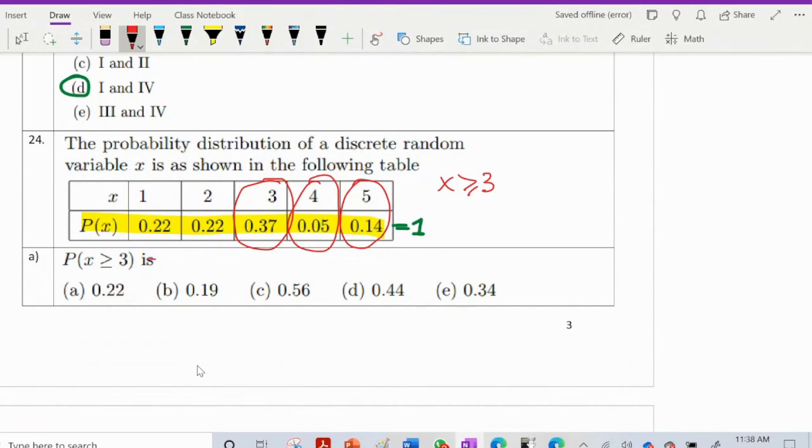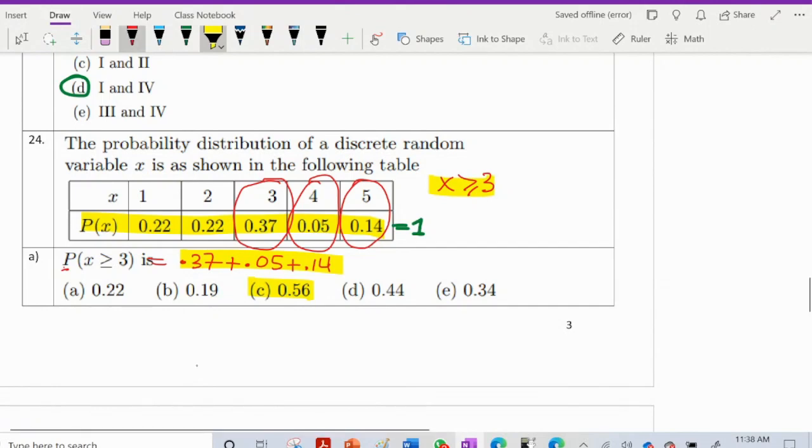So what we're going to do is add the probabilities. The P here means probabilities, right? So we're going to add 0.37 plus 0.05 plus 0.14. Could someone add this for us and let me know the result? So 0.56. Okay, good.